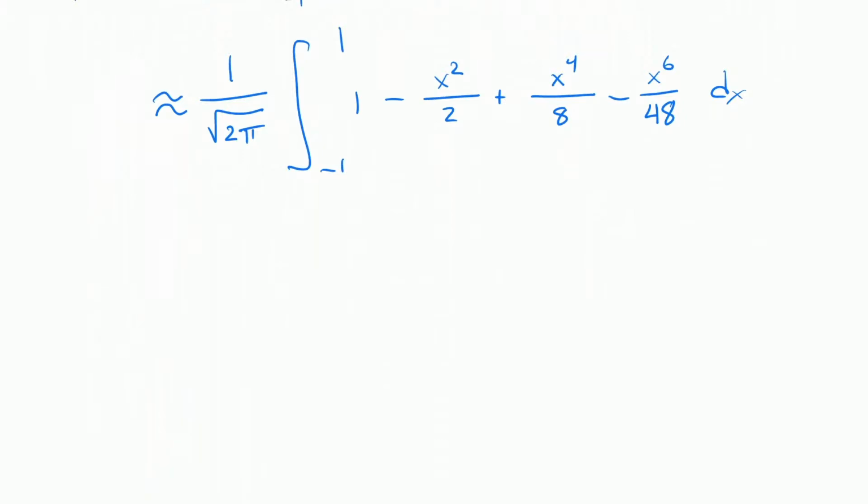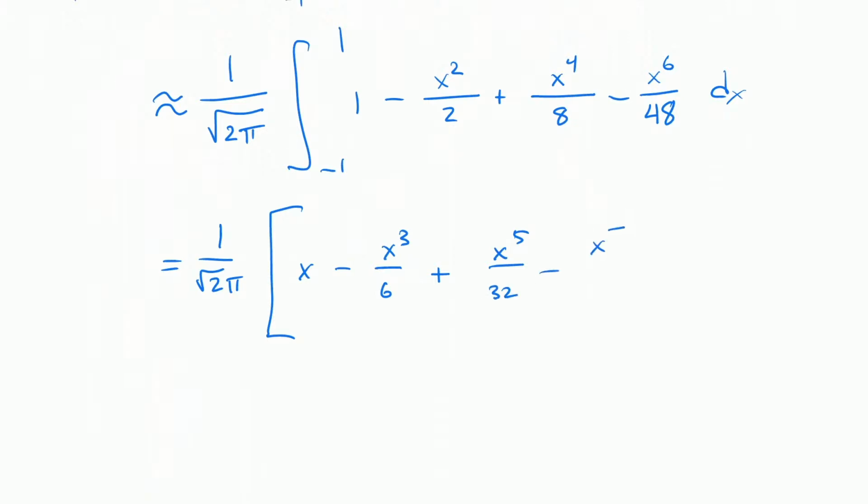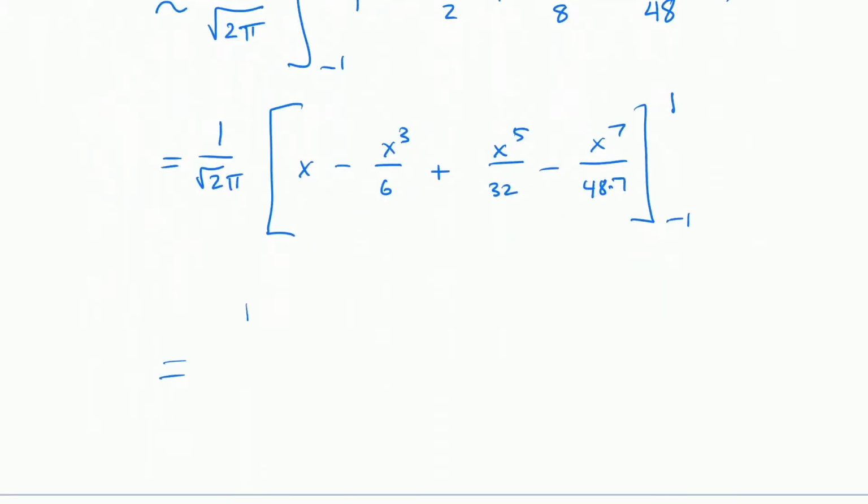So we can integrate this term by term. So 1 over radical 2 pi. You can all do this. Whoops. Don't forget that after you do your antiderivative, I don't want to see that integration symbol anywhere. Okay, so this is x cubed over 6, x to the 5th over 32, x to the 7th over whatever this is, 48 times 7, evaluated from -1 to 1. 1 over radical 2 pi. The pi is under the radical there.